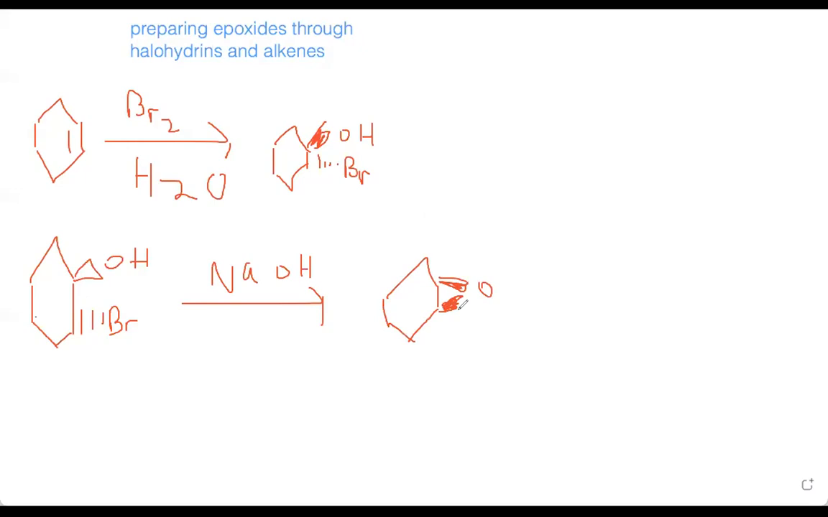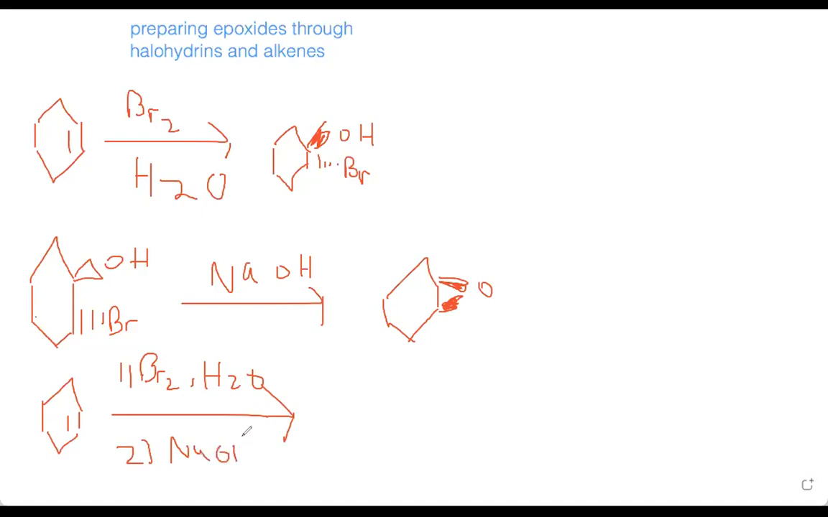So to put this all together, I did it step by step because it's important to know what's happening. What happens is this: Br2, H2O. And then the second step is what I just did, the NaOH. Yeah, then you just get an epoxide.